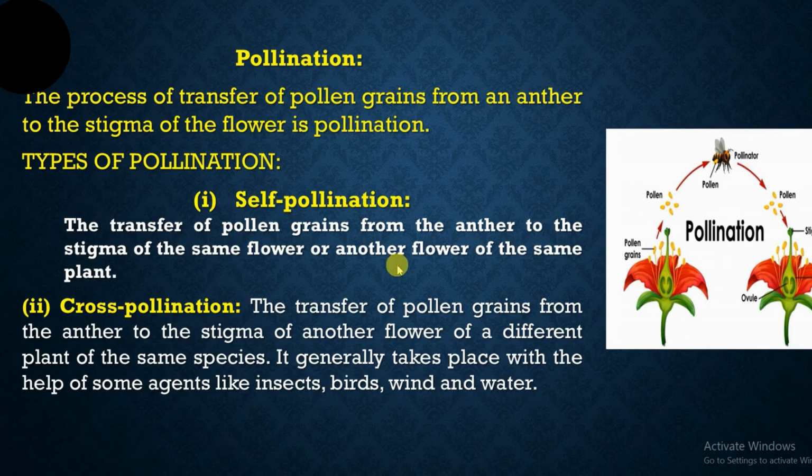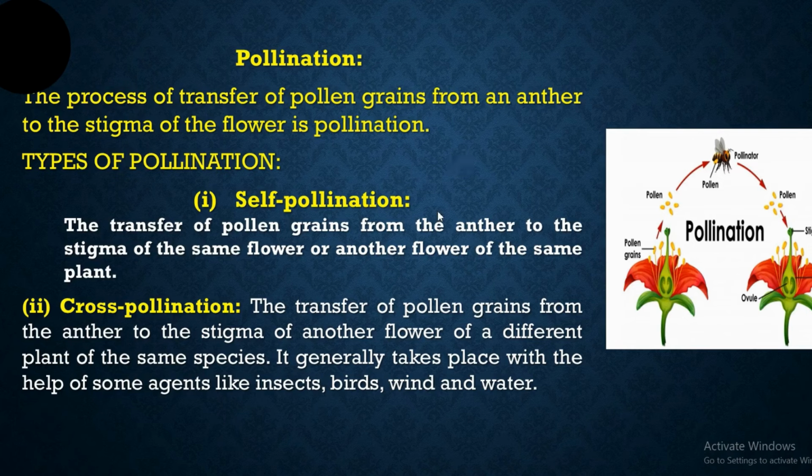Next, pollination. In order to have fertilization, pollination is necessary in plants. There are two types of pollination, self and cross-pollination. What is pollination? It is the process of transfer of pollen grains from an anther to the stigma of the flower. Pollen has to be transferred to the stigma in order to have fertilization.